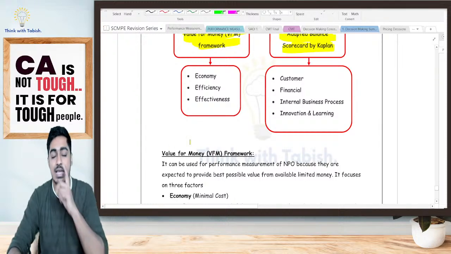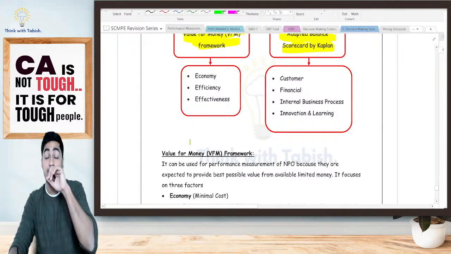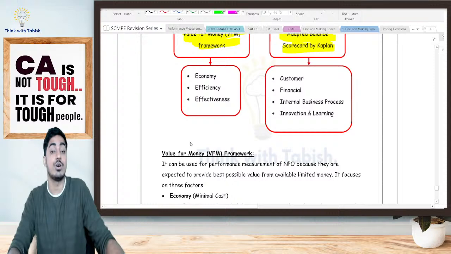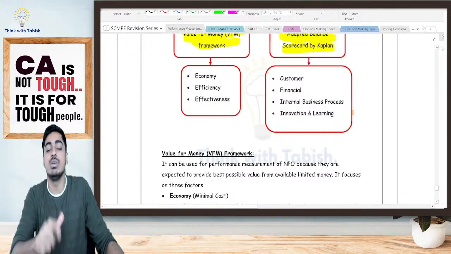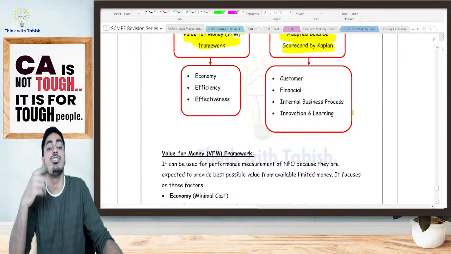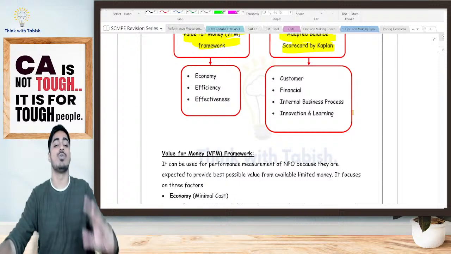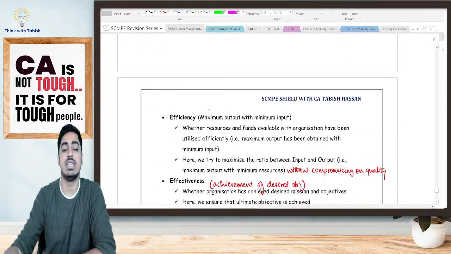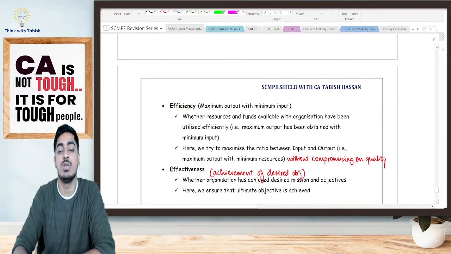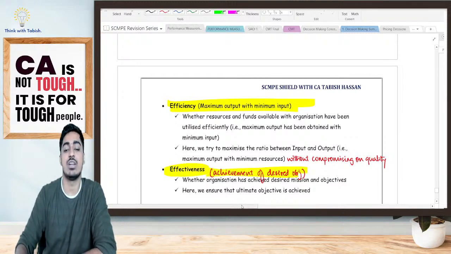Yes or no? We are telling, yes, whatever amount we are spending in a not-for-profit organization should be satisfying our 3 E's. We should be achieving economy, efficiency, and effectiveness. So what is it telling? What is economy? In one line, economy is minimal cost. Efficiency is maximum output with minimum input. Effectiveness is achievement of my desired objectives.